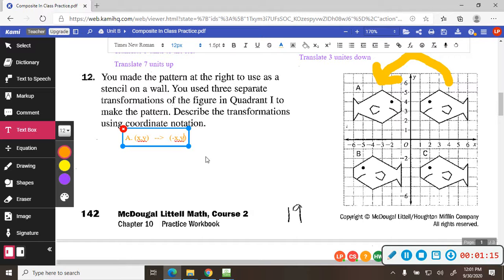So is that for only reflection over the y-axis? What if it's over x? You keep x and you change the y. And that's from anywhere, it doesn't matter what quadrant it's in? Right.